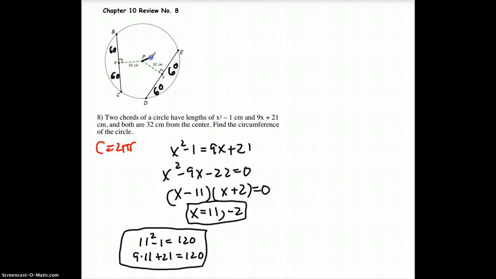Here's the thing you're looking for, which is a radius. And 32 and 60, this is 4 times 8, and this is 4 times 15. So this will be 4 times 17, which is 68, and that's your radius. So the circumference of this circle, the thing we were looking for in the beginning, is 2 times pi times 68, which is 136 pi centimeters. And that's the answer to this problem.